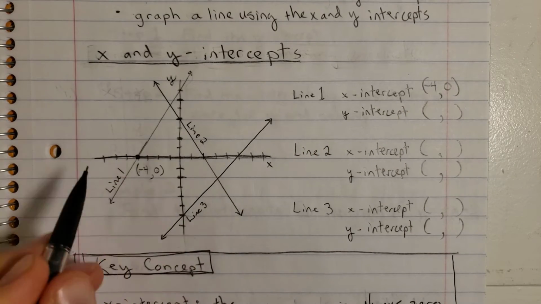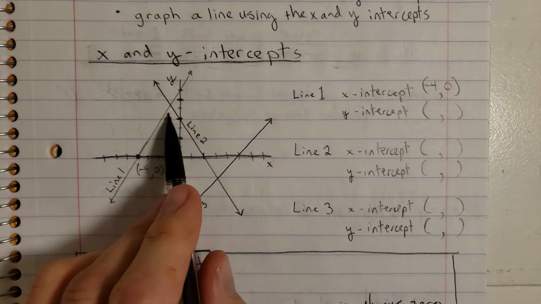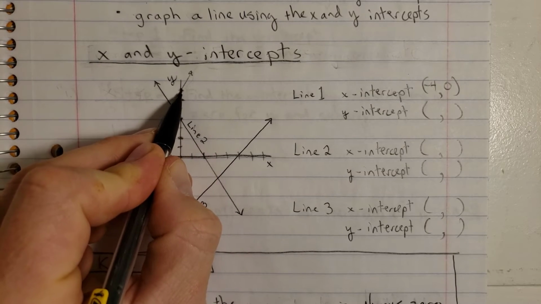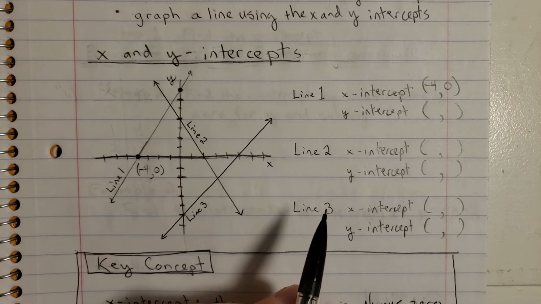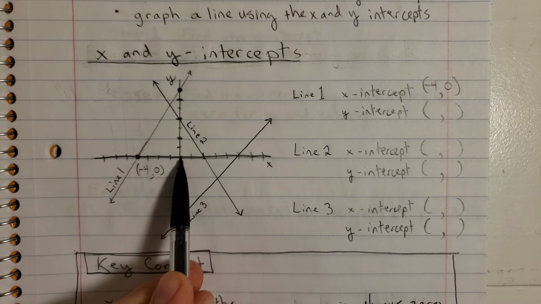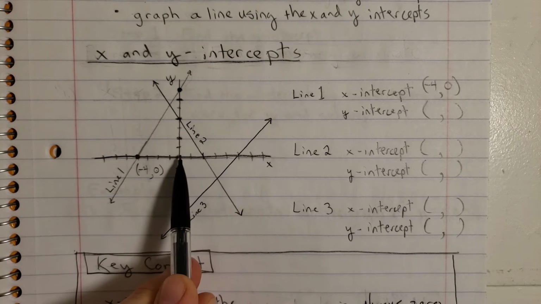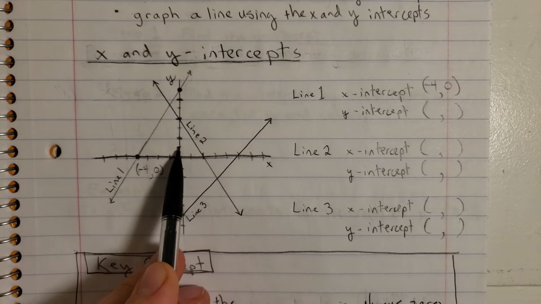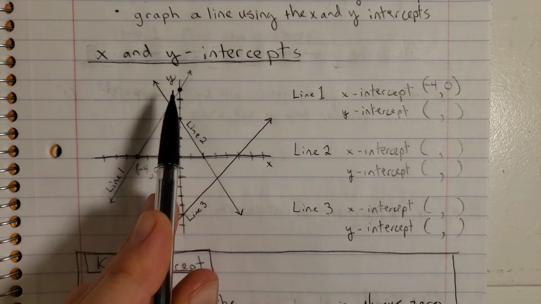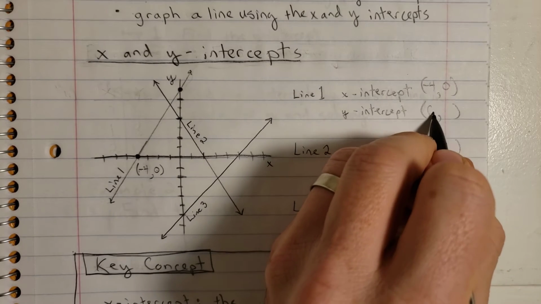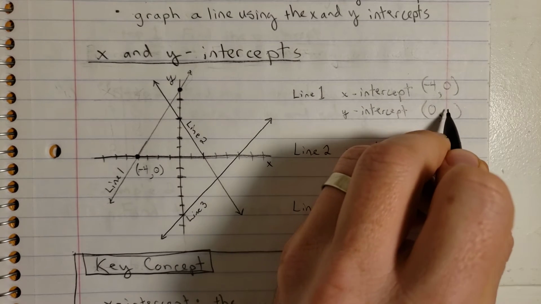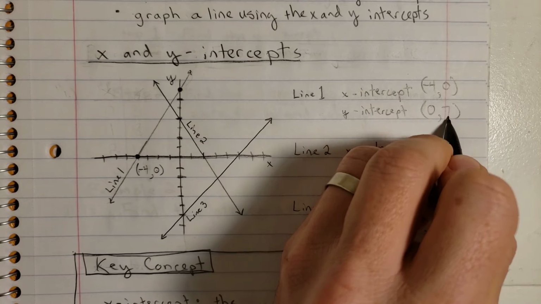Now we're going to look at that same line and see where it crosses the y-axis to get our y-intercept. That's right there. When we start at the origin, we don't have to go to the left or right at all. We just go straight up. So that's up 1, 2, 3, 4, 5, 6, 7. So that's going to be 0 left or right, and it's going to be 7 up.